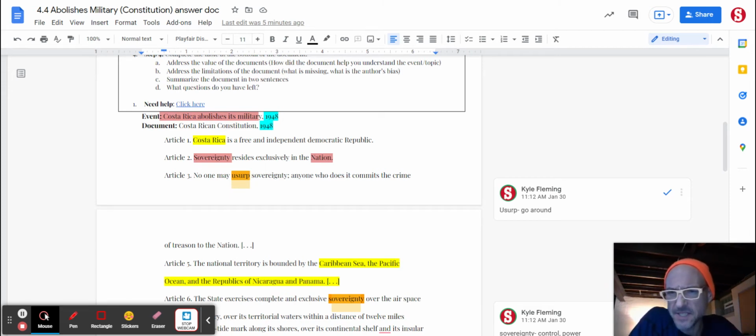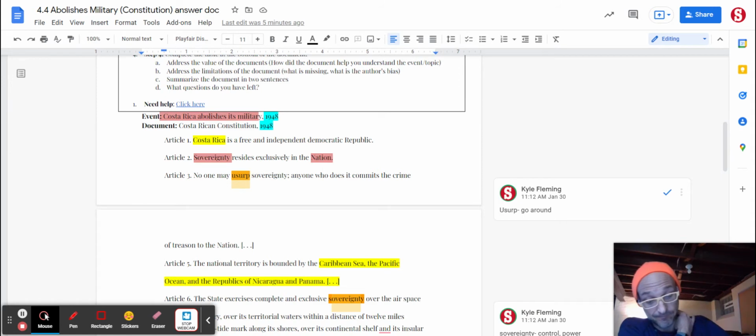Article 2, sovereignty resides exclusively in the nation. And I decided to skip in between and just highlight sovereignty and nation, because I think that's a pretty big main idea, especially when we're talking about the rules inside of a nation. That's maybe one of the issues around the world: each nation has its own laws, and sometimes you can do one thing in one place and you can't in another. So sovereignty guarantees that you have power within your own country and you can make the rules for your own country. No one's coming in there and telling you what to do.